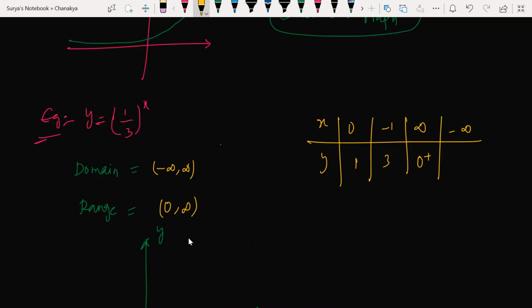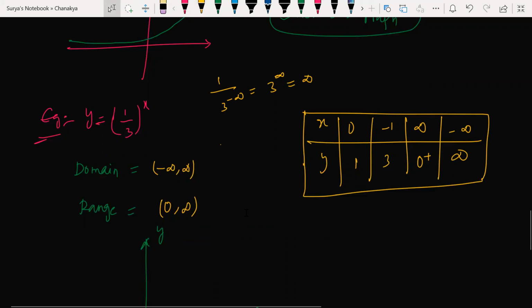If x value is minus infinite, what you're going to get? 3 to the power of infinite, which is nothing but infinite only. You're going to get infinite. I just took some x values, and these are the y values which I got here. Cool. Any doubts here?